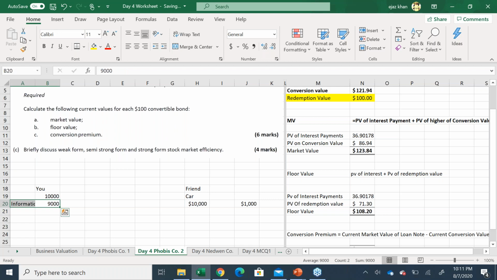And the speed at which this information is reflected in the price is called market efficiency. It is called market efficiency.